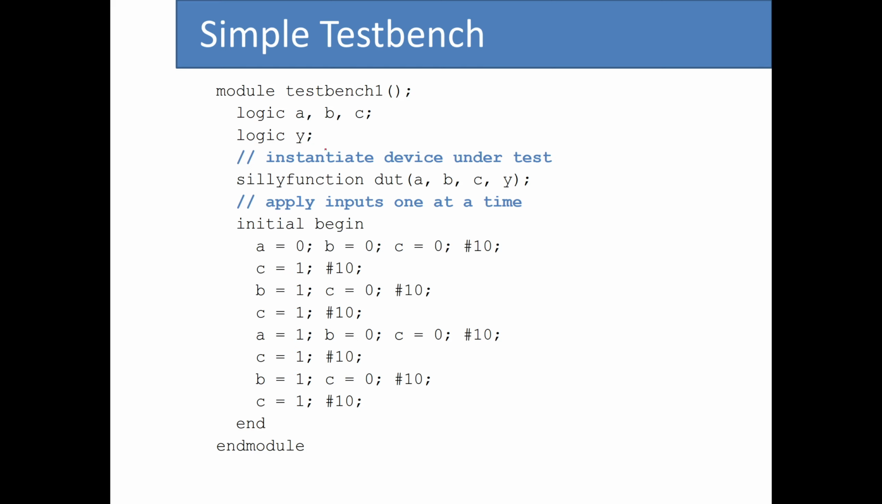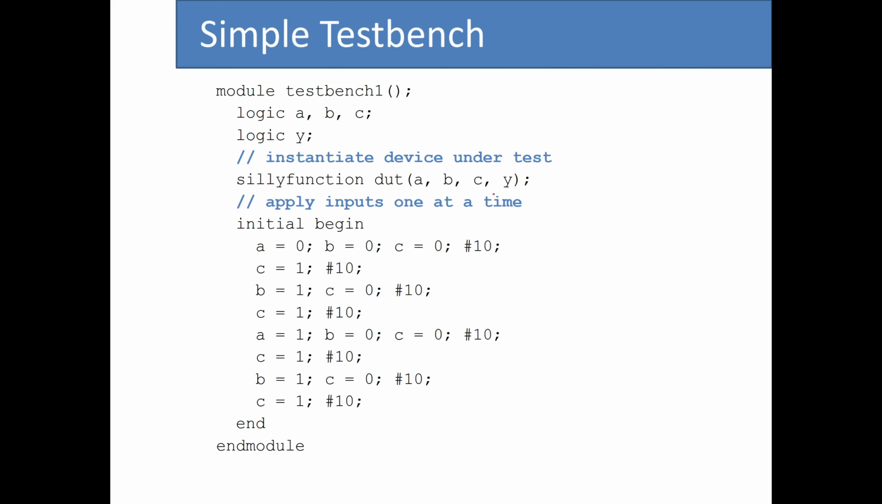What we do is create an instance of the silly function and call it the device under test, or DUT. So we have silly function, space, DUT, A, B, C, and Y. This line creates one instance of the silly function and assigns the inputs and outputs in this format.